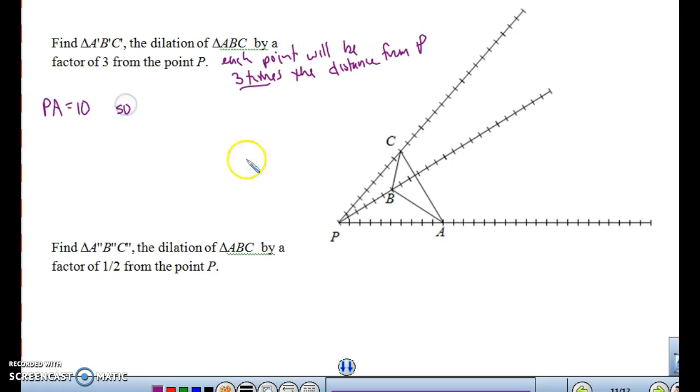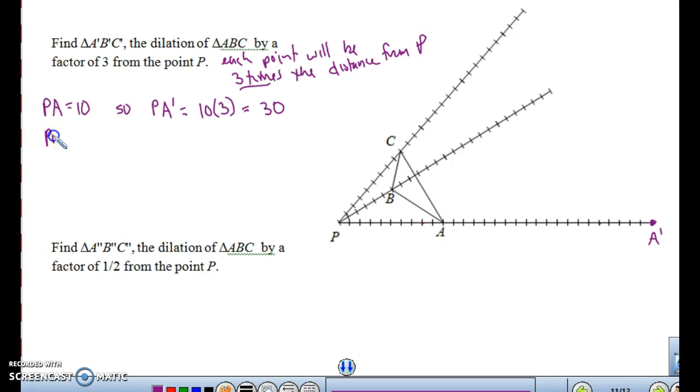That means the distance from P to A prime will be 10 times 3, which will be 30. So counting 1 through 30, A prime will be here. The distance from P to A multiplied by 3 will be P to A prime. A prime is 3 times the distance away from P. We would do the same thing for each point.